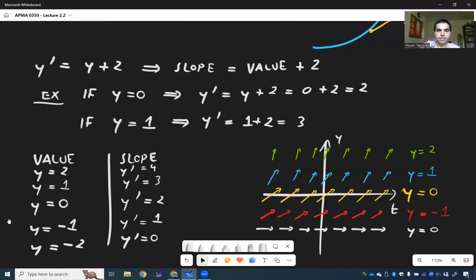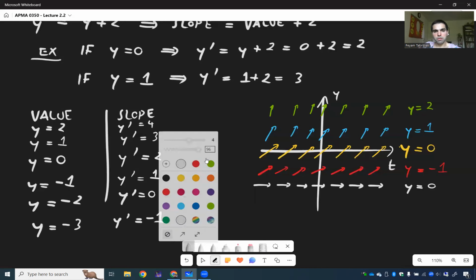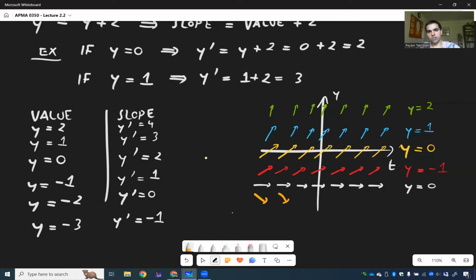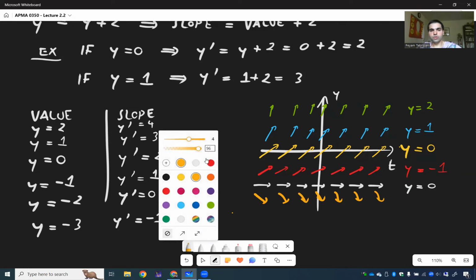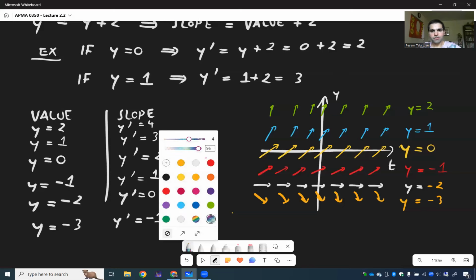And of course, we can go down even further. We can do y equals minus 3. And then y prime would be minus 1, which are just arrows going down. Sorry, that should be y equals minus 2, and then that's for minus 3. And then for y equals minus 4, it would go down even more like this.